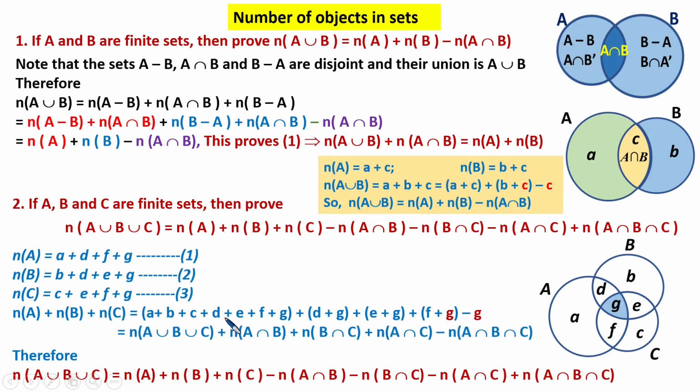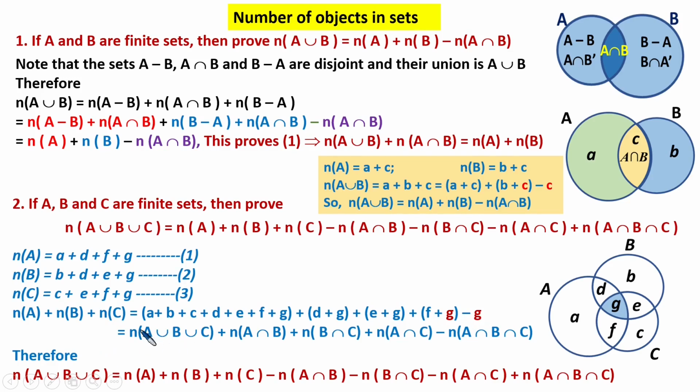So this is A plus B plus C, D, E, F and G. The whole thing is A union B union C. I can write this. And D plus G is A intersection B. So here I have written number of elements in A intersection B is D plus G. Similarly, number of elements in B intersection C is G plus E. So here I have written G plus E or E plus G, and then number of elements in A intersection C is G plus F. So I have written here G plus F, and this is minus G.